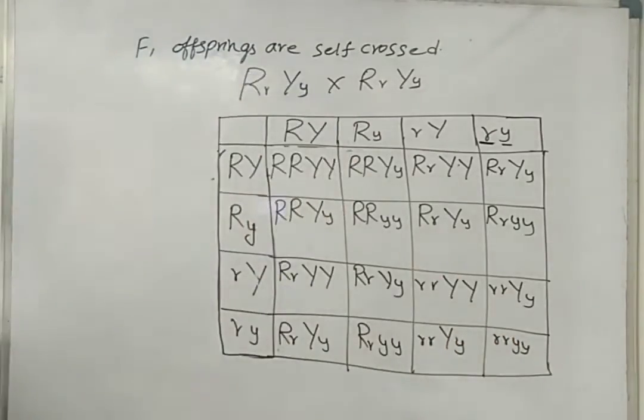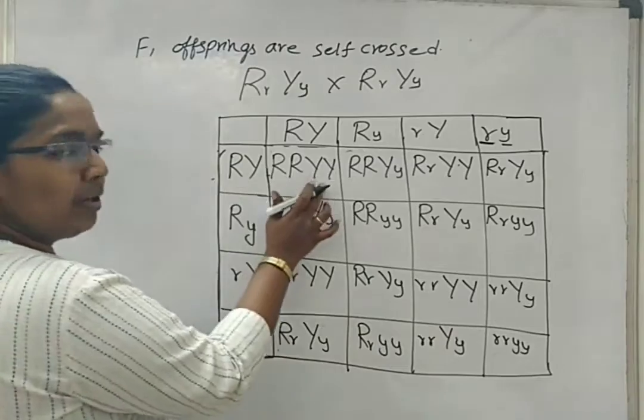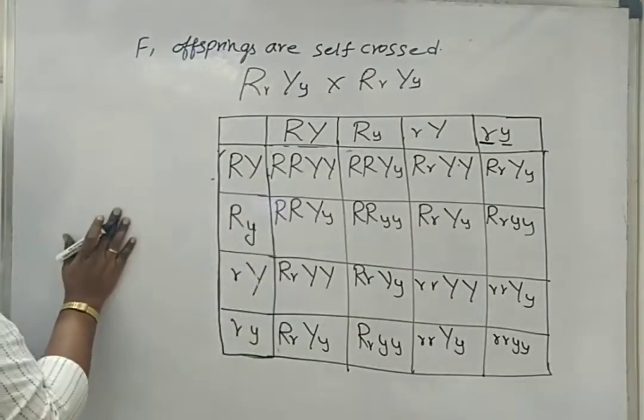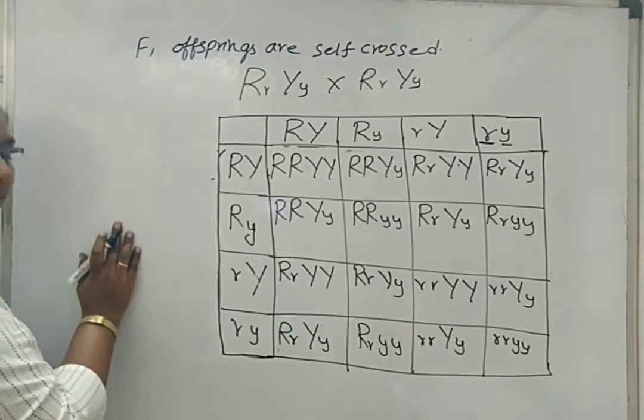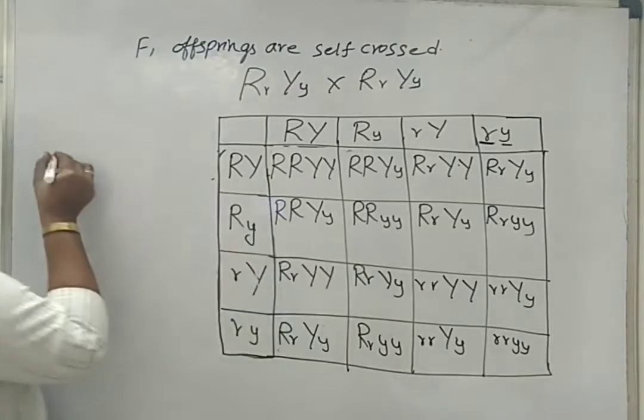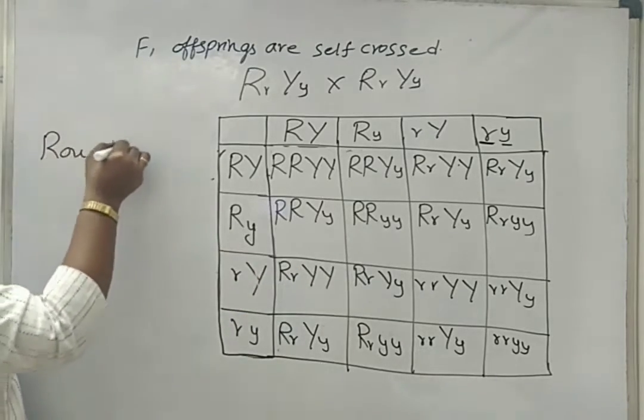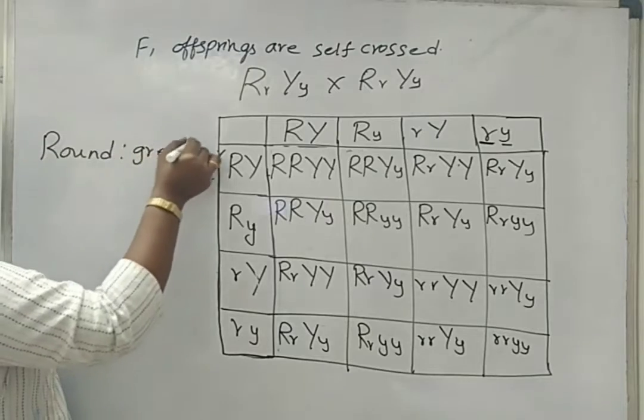Okay, now let's take round shaped with yellow color of the seed. There are 9, as we have written here. So 9 are parental phenotypically. Then what about this? Round shape with green color of the seed.